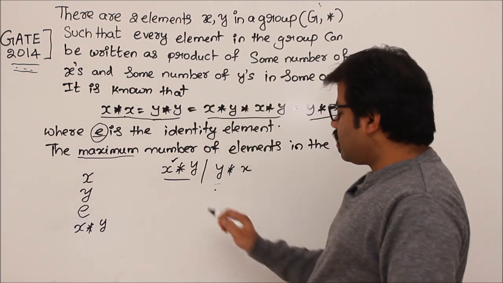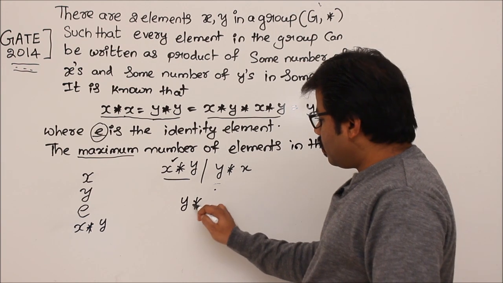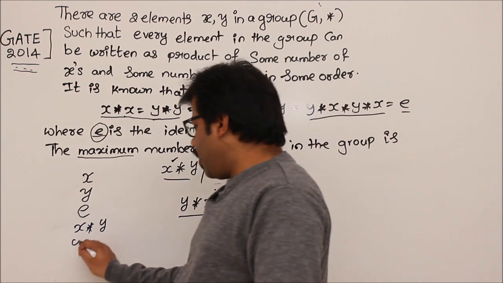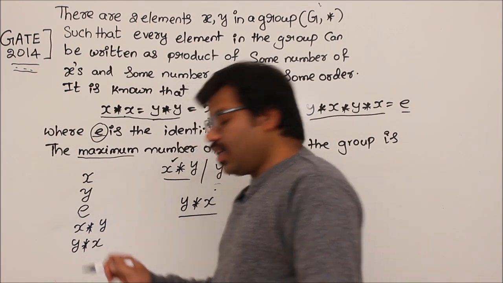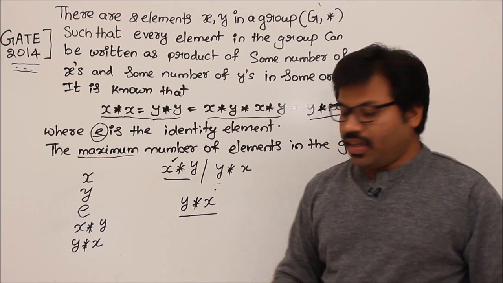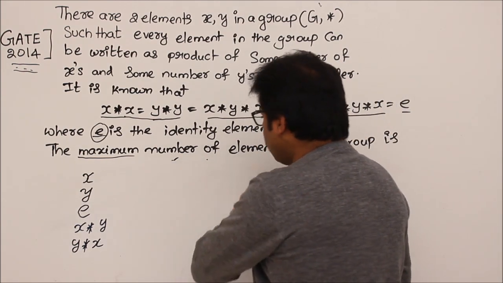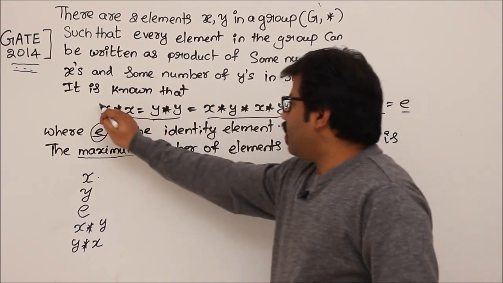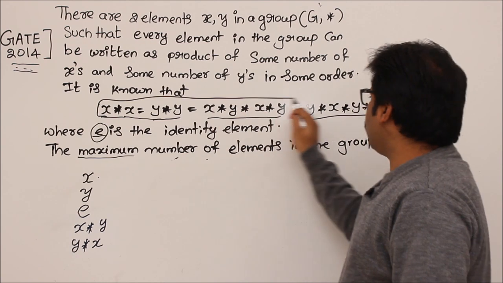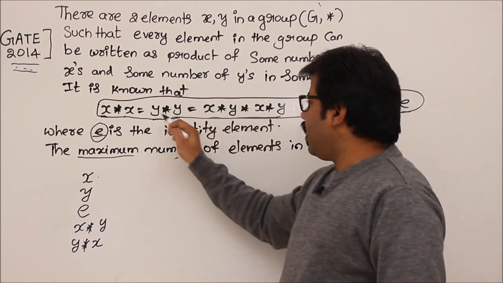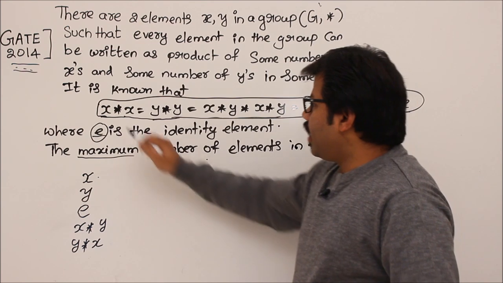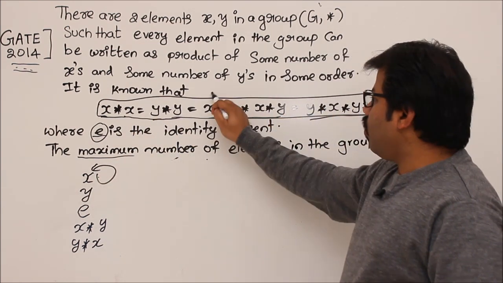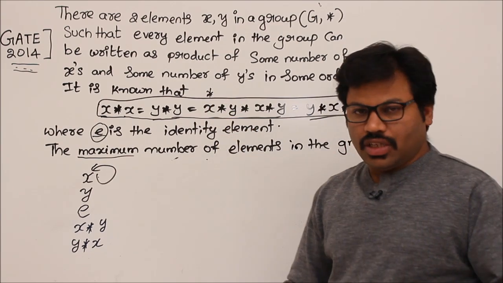Now what about y star x? Would it be a different element? Assume that it is a different element, but I am afraid y star x cannot be a different element. Why, sir? See, the problem is, if you understand this statement, slowly you will understand everything. The beautiful property mentioned here is that x star x is e, which means x is the inverse of x. Without understanding this property, if you go forward, then you can't solve the problem.